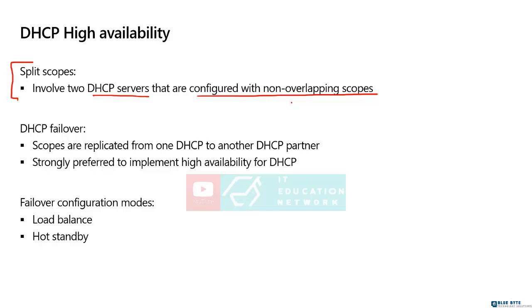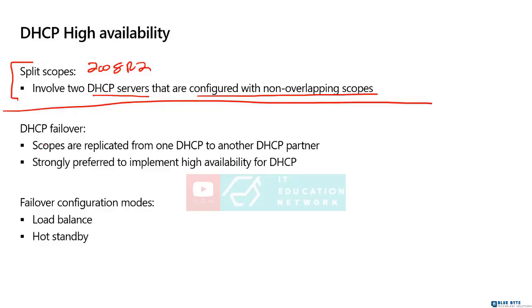So they really kind of formalized what we had been doing in the past just by manually setting all of this up. Now, this is not new. This has actually been around since 2008 R2. The other option, so completely separate options, split scope is one solution. The other is DHCP failover.